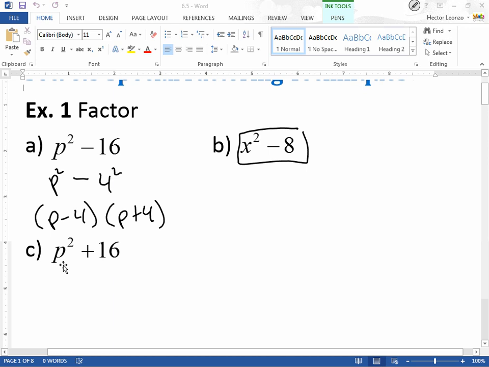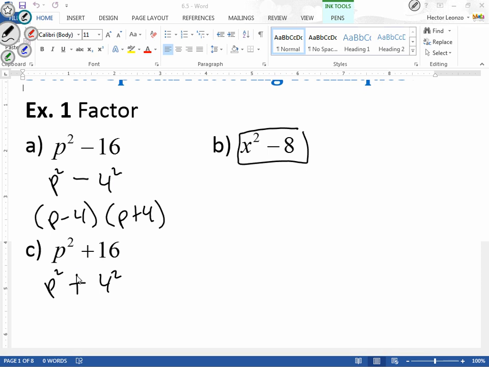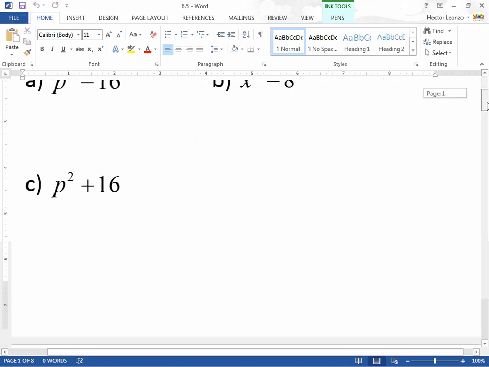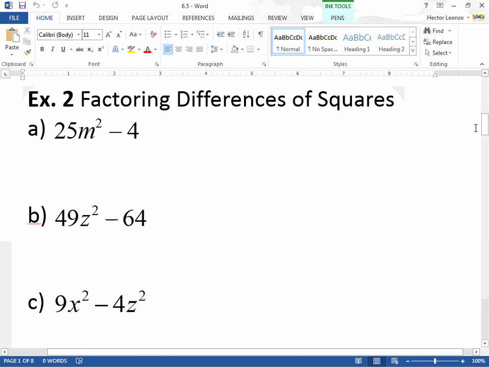On example C, I cannot do it either. Even though I have a p squared and I have a 4 squared, I can't do it because I have a plus in between it. I need to have a minus in between. So p squared plus 16 is as simple as we can go. We cannot factor that one anymore. So once again, it has to be a minus in between and squares on both sides.